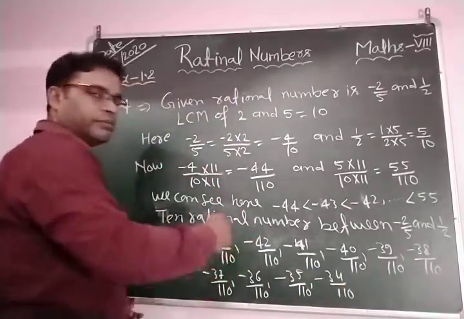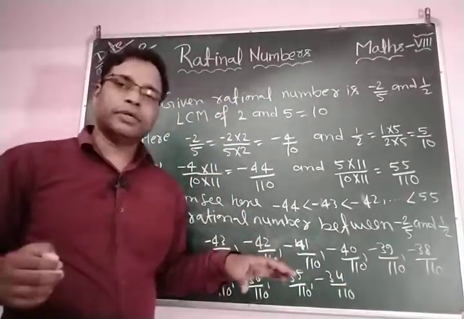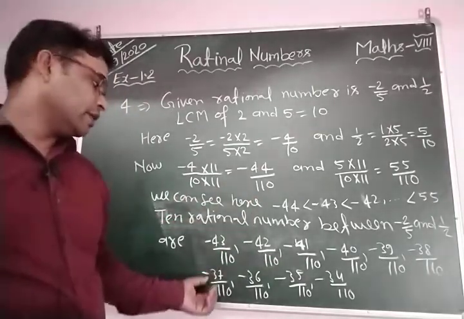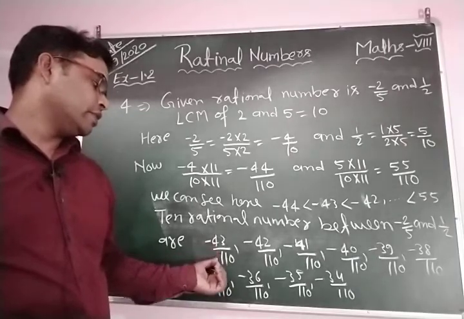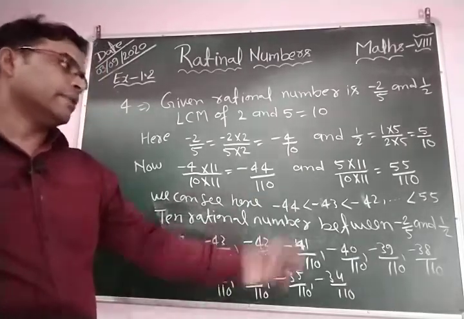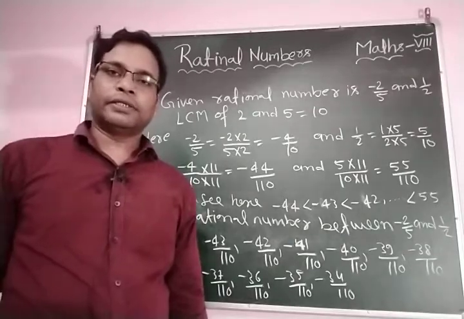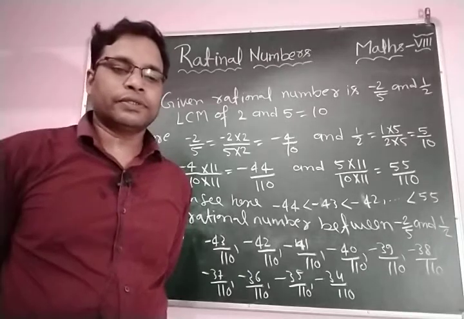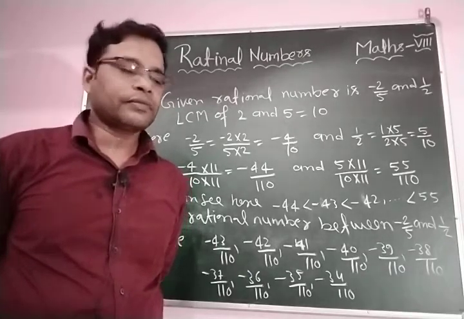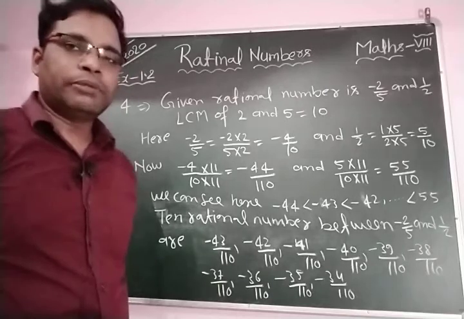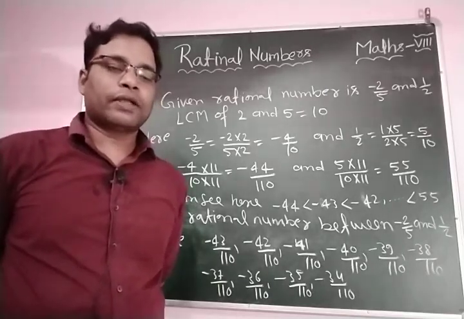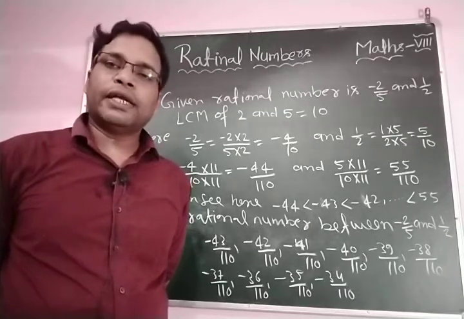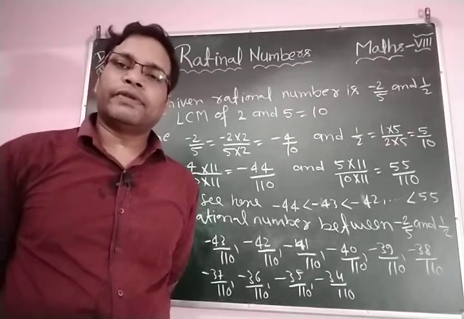So you can see a lot of numbers. You can take any numbers between minus 44 and 55, or you can write minus 43 by 110 to minus 54 by 110. So students, I hope all of you understood this question, and how to find 10 rational numbers between two given rational numbers, and that there are infinite rational numbers between two different rational numbers.